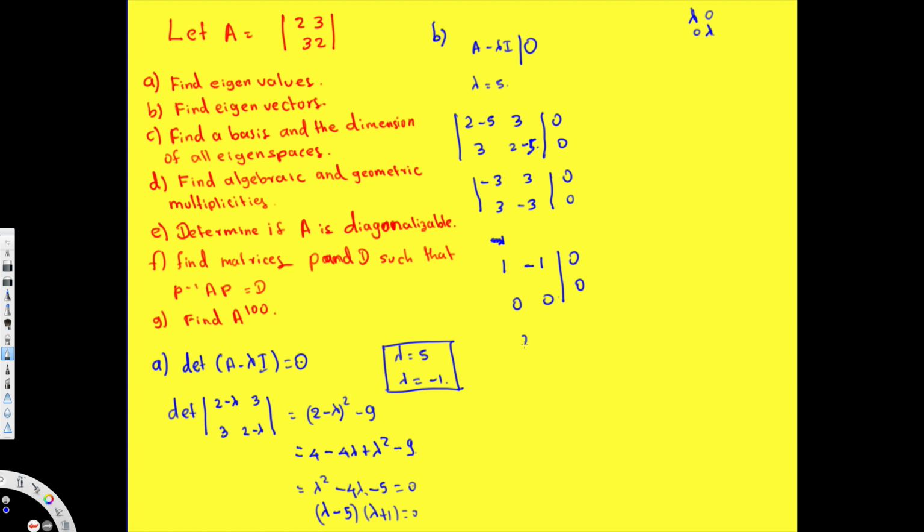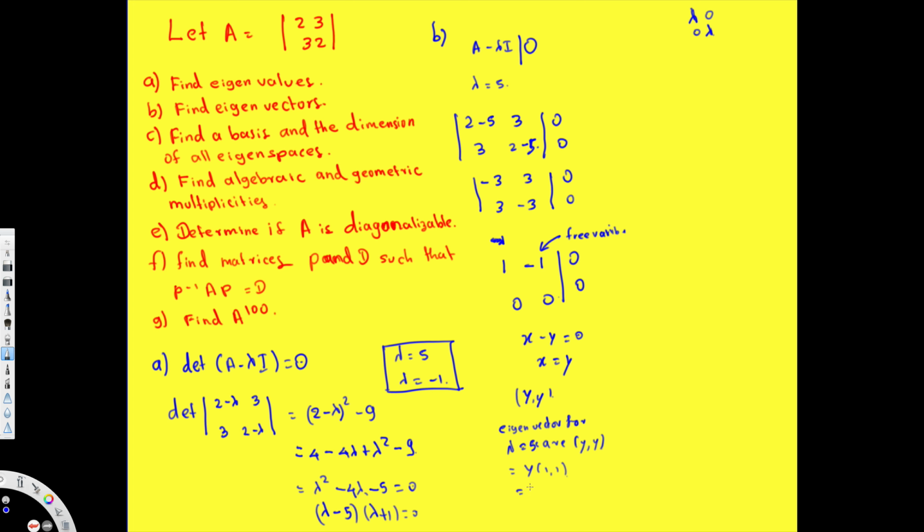Therefore x minus y is equal to 0, so x is equal to y. We know y is a free variable because it doesn't have a pivot, so we have to write everything in terms of the free variable. Therefore the eigenvectors for lambda equal to 5 are y comma y, and taking y common, it's 1 comma 1.